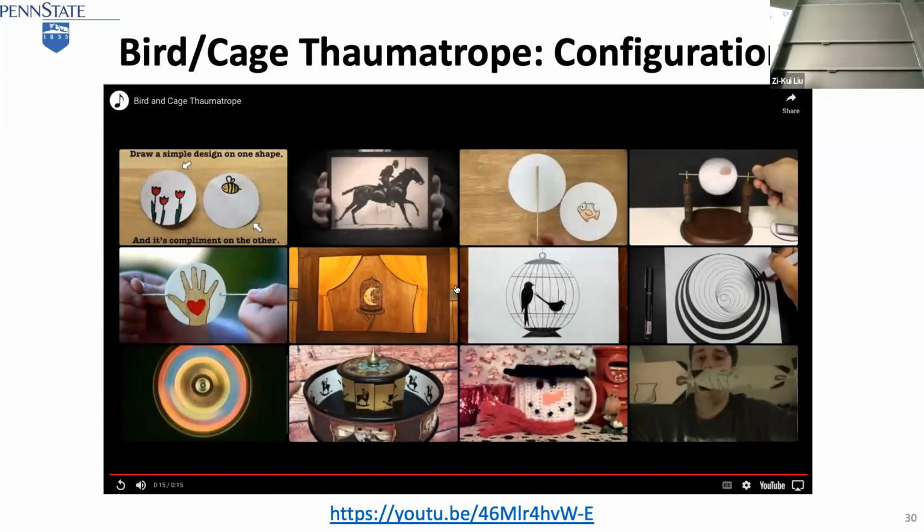Okay, what do you see? On this YouTube video, at the beginning you see a cage or a bird, right? When that person starts spinning, you see a bird cage. When spinning faster, what you see is a bird in the cage. Question to you: which one is correct? Is bird cage separate, or bird in the cage, correct?